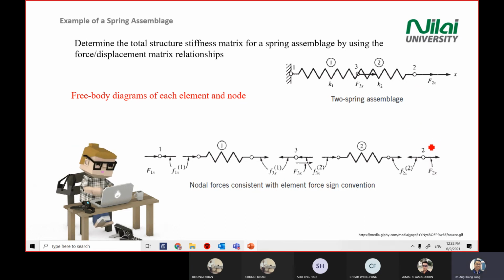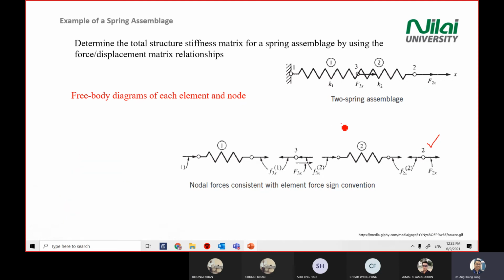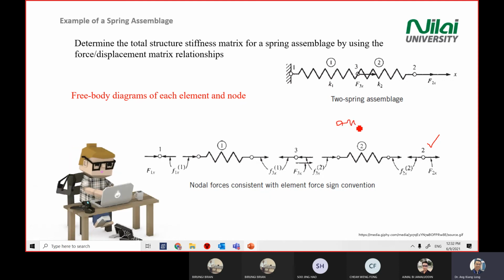Then after you are done with this one, you continue with element 2. So you extract element 2 out from the body. Apologize for my drawing, I'm drawing using my mouse. Okay, so this is element 2. For element 2, you take what you drew just now.